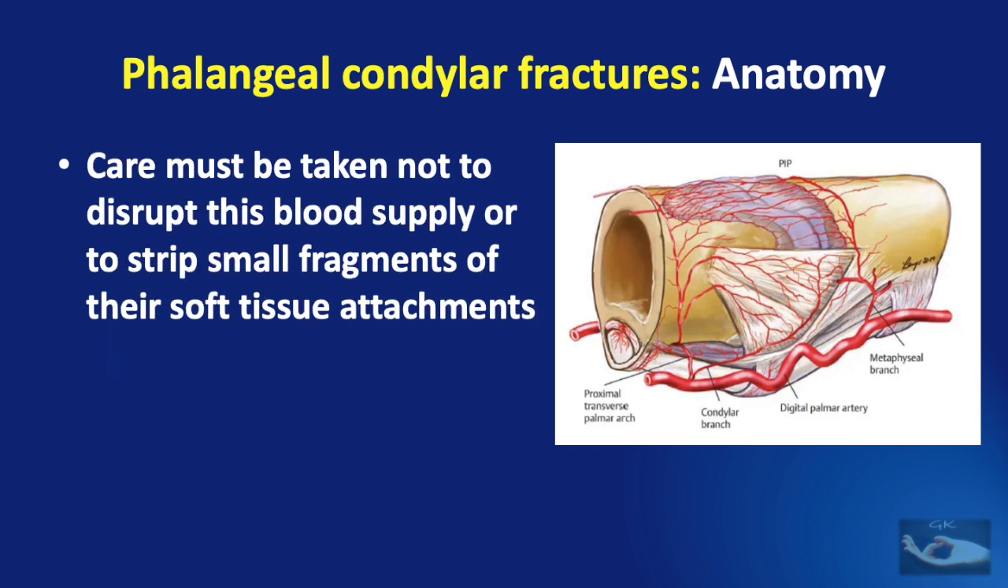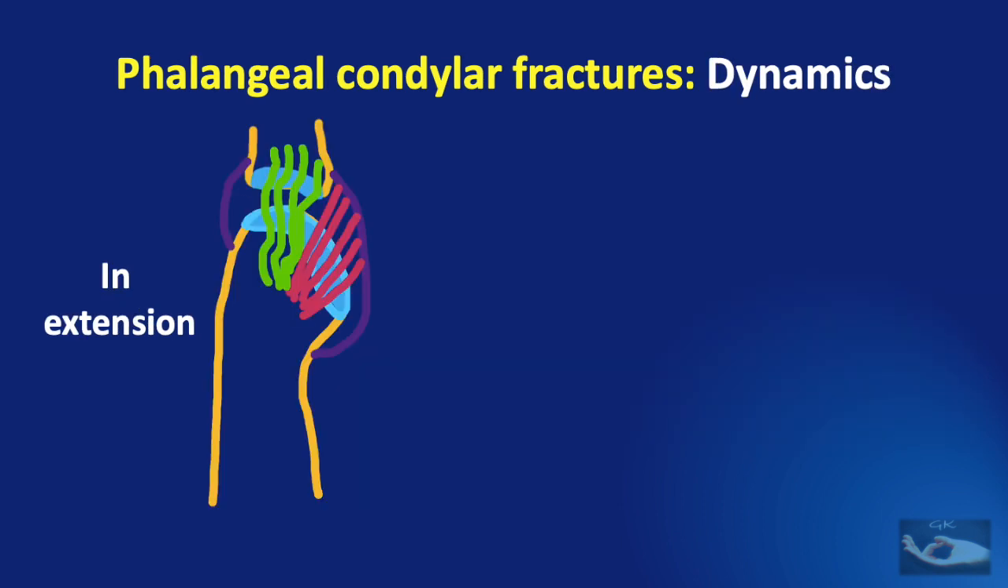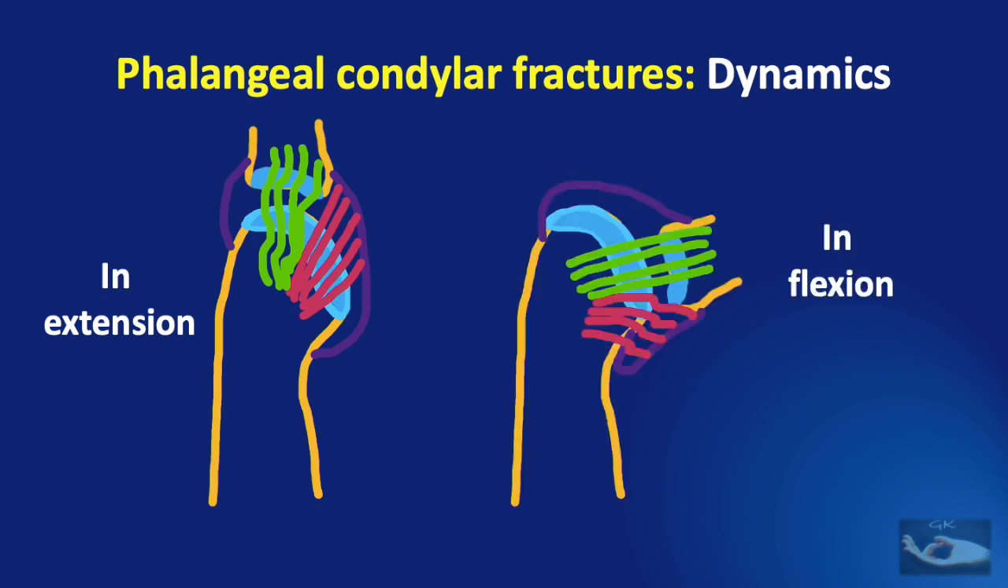So it is very important that care must be taken not to disrupt this blood supply or to strip small fragments of their soft tissue attachments, especially the attachments of the collateral ligaments. When the interphalangeal joint is extended, the proper collateral ligament is relaxed while the accessory collateral ligament is stretched. In flexion, the proper collateral ligament is stretched and the accessory collateral ligament is relaxed.